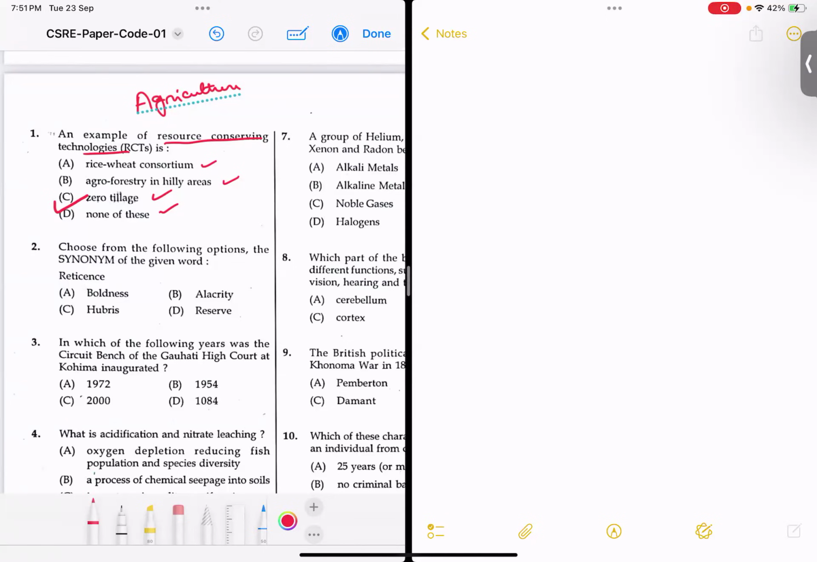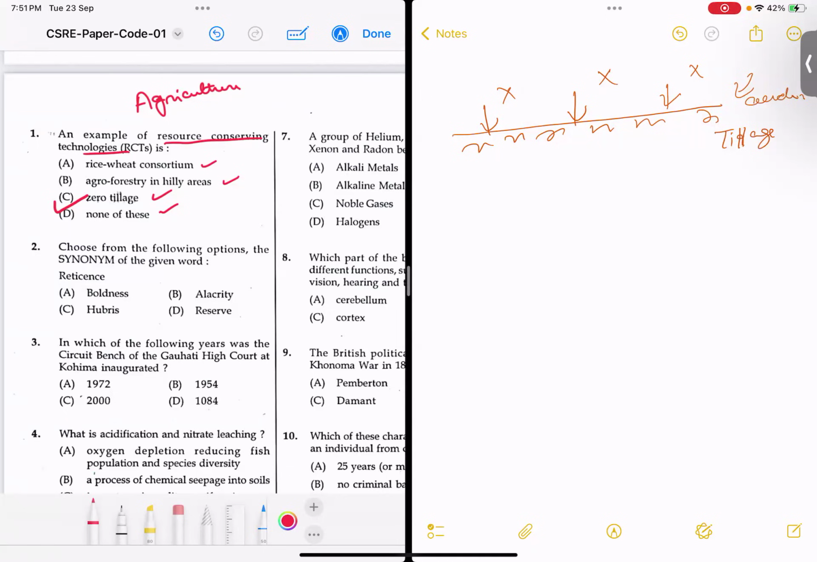Why? Because see, when it comes to tillage, what happens is that we till the soil, right? In normal circumstances, we till the soil so that the soil becomes loose. This allows for aeration of the soil, right? So this is what happens in normal tillage, okay? And after that only, we sow the seed or we sow the plant. But when we talk about zero tillage, no tilling takes place, okay? We don't till the soil. The plant is directly planted in the soil, okay?